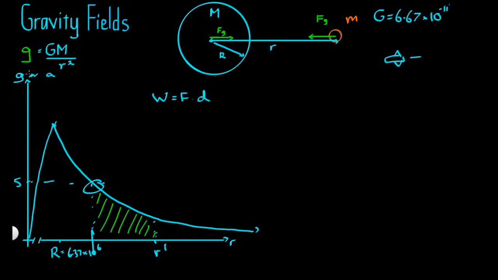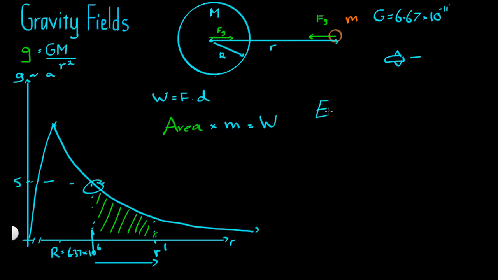But since this is the area under an acceleration times distance graph, the area does not equal the work. But if you multiply the area by the mass of the object you're lifting out, that's when you do get the work you need to do against gravity. So the first thing you need to know is if you're moving away from a planet, then gravity is doing work against you.